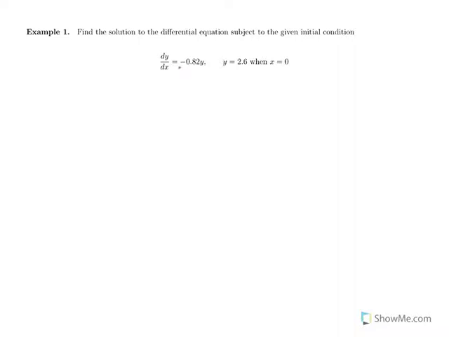So in this case, negative 0.82 is our k value. Let's make a little note here that since k is less than 0, we have exponential decay in this problem. So as x gets bigger, the function values are getting smaller. They're approaching 0 in this case.